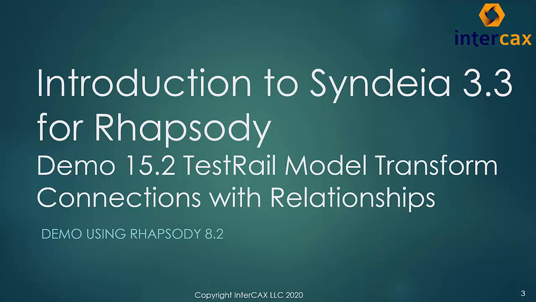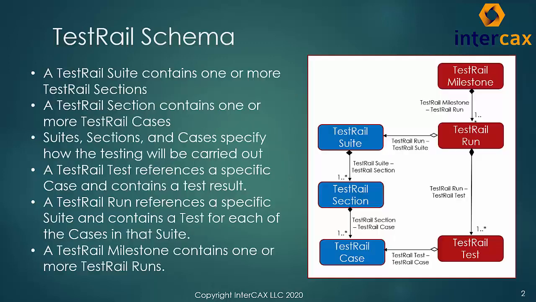In video 15.1, we demonstrated how to create and use a custom mapping to transform a single element from TestRail to Rhapsody. In this video, we will extend that to a set of TestRail elements with the relationships between them. This simplified schema shows the TestRail artifacts and relationships that Syndeia supports. Notice that the relationships have a direction.